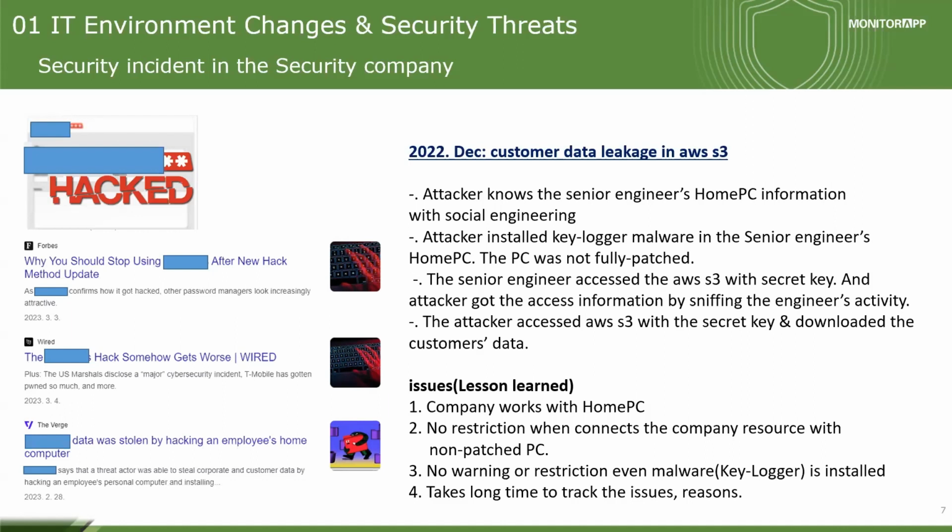And fourth, even though the issue happened in December last year, this information became publicly available 3 months later. So we guess that it took a long time to track the issue and the reason. Based on this information, let's review again. If we apply Zero Trust security, we can protect from or minimize the risk.